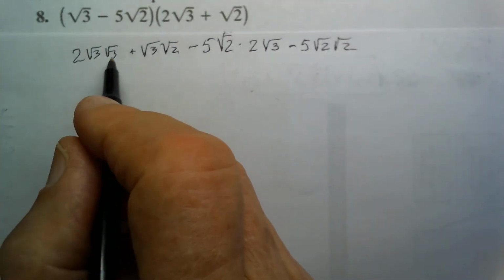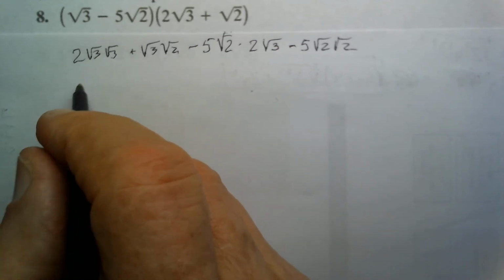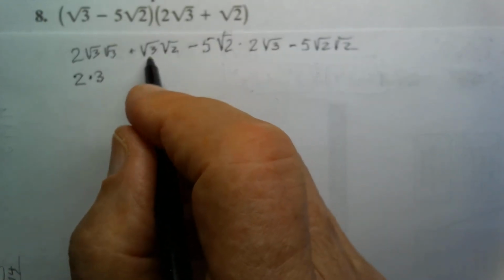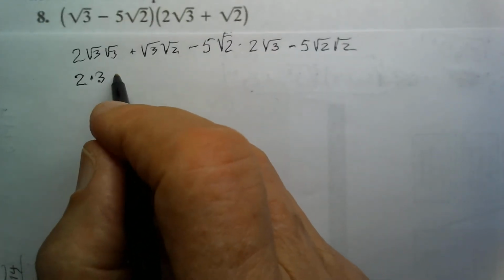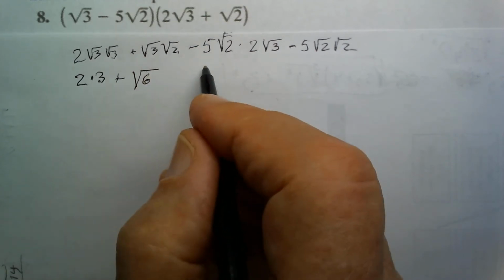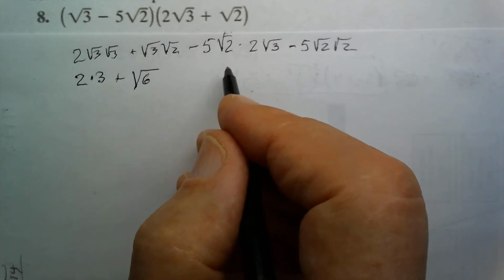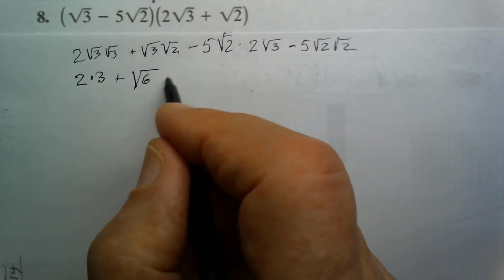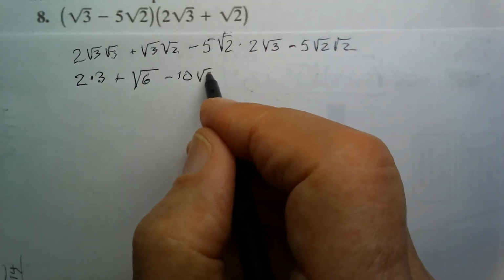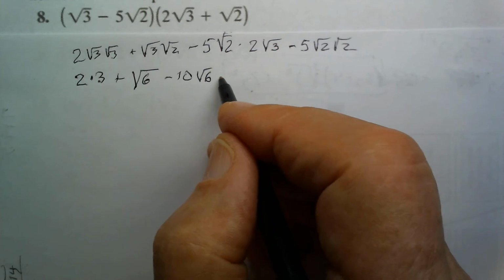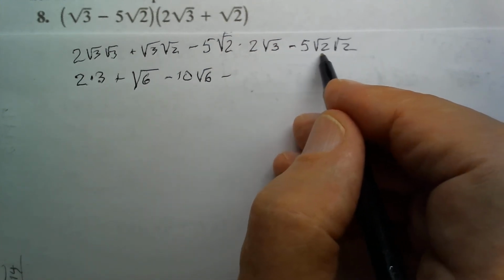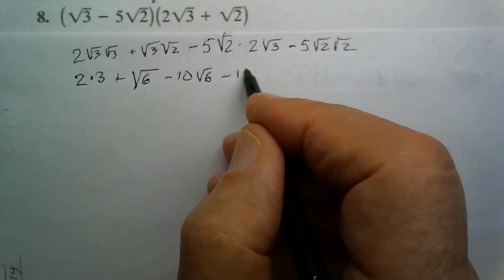So radical 3 times radical 3 is radical 3 squared, or 2 times 3. And then we have radical 6 plus radical 6. 3 times 2 is 6. And again we have minus 5 times 2 is minus 10. Radical 2 times radical 3 is radical 6. And then minus 5 times radical 2, or radical 2 squared is 2. So minus 5 times 2 is minus 10.